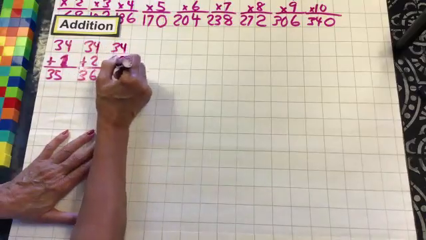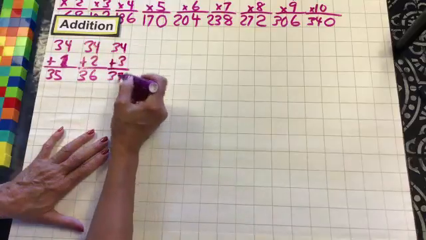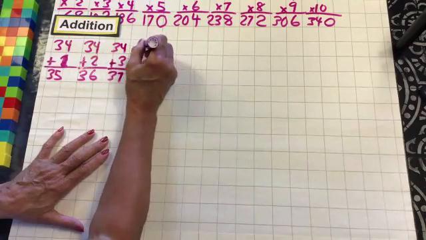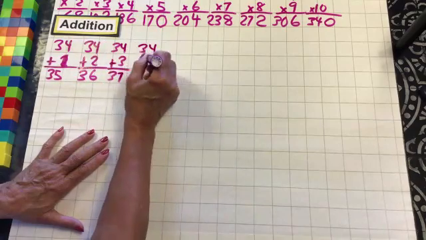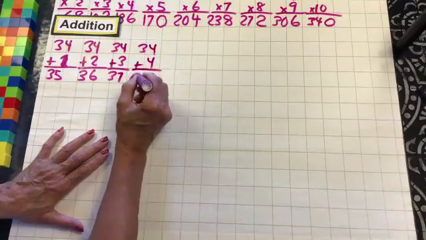34 plus 3 equals 37. 4 plus 3 is 7. 3 plus nothing is 3. 34 plus 4. 4 plus 4 is 8. 3 plus nothing is 3.